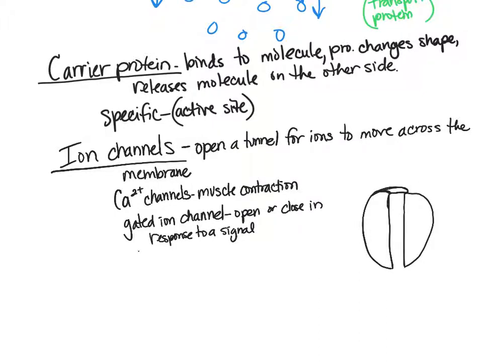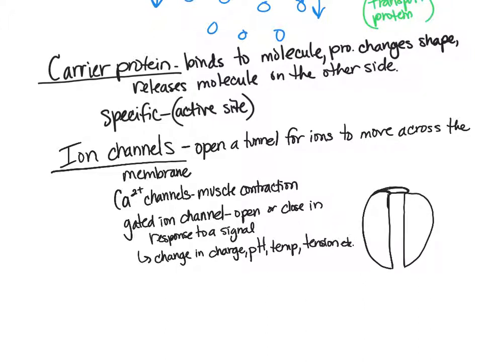So the signal depends on where this gated channel is and what its function is. But some of the signals could be a change in charge. It could be a change in the pH. It could be a change in the temperature, in tension, etc. So we could have various changes that are then going to trigger this gate to open up and allow things to flow through. So for example, with our calcium channels, they are usually closed. So we usually have these calcium channels closed, or these gates closed.